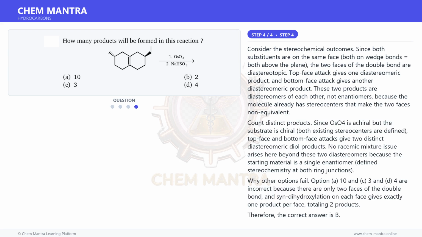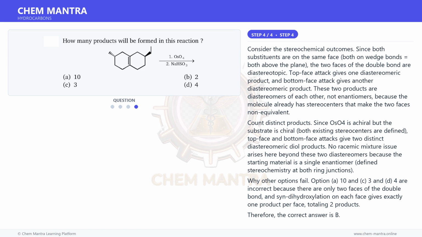And for the final step, consider the stereochemical outcomes. Since both substituents are on the same face, both on wedge bonds, equal to both above the plane, the two faces of the double bond are diastereotopic. Top face attack gives one diastereomeric product, and bottom face attack gives another diastereomeric product. These two products are diastereomers of each other, not enantiomers, because the molecule already has stereocenters that make the two faces non-equivalent.